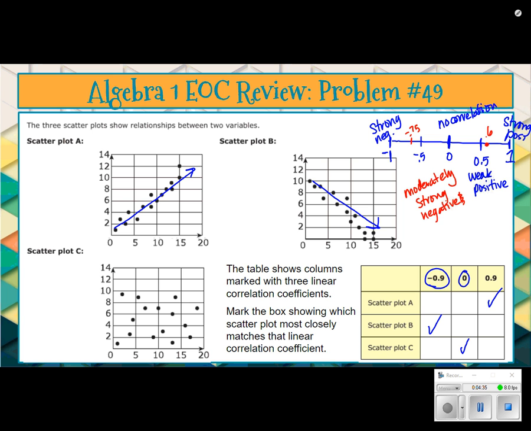So you're looking at this scale for correlation, and how strong or how weak is it? Based off of that number, how close are you to 1 or 0 or even a half, that kind of thing, and getting a feel for the dots and being able to read them.